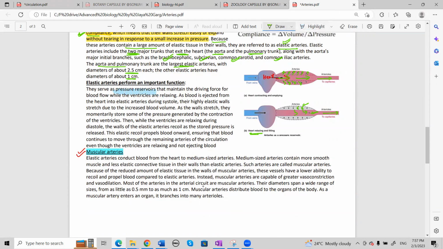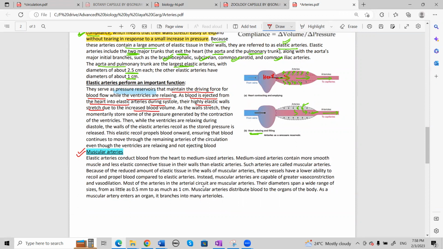And they are responsible to maintain the flow. They are maintaining the driving force for the blood flow while the ventricles are relaxing. When the heart is contracting, ventricles are pushing the blood into the arteries. So blood is ejected from the heart into the elastic artery during systole, and their highly elastic wall will stretch because so much blood volume is coming.